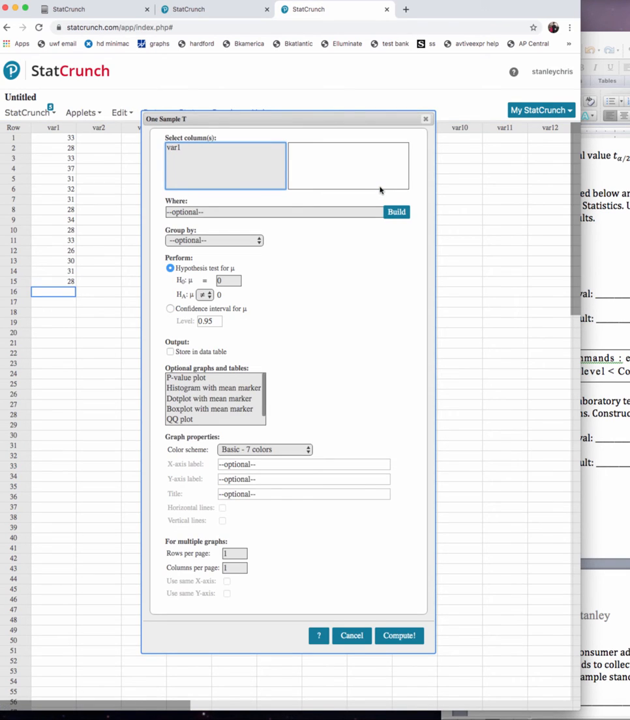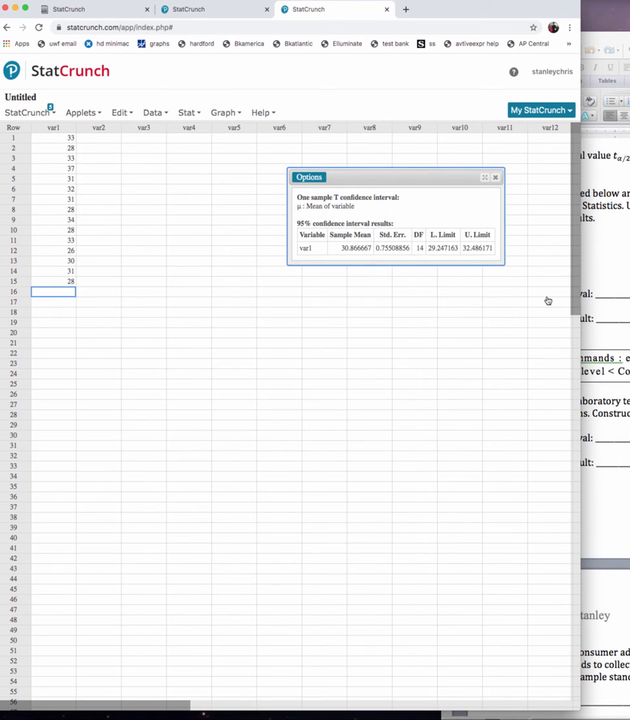So we're going to click data. If we didn't have the data, we would have been hitting stats. Select which column you have the data in. Come down here, click off that. And we want to find a 95%. So it's already defaulted to 95, and compute.